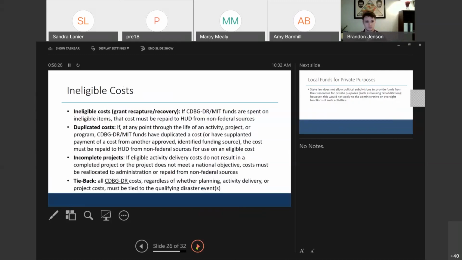Ineligible costs: if there is ineligible cost found through monitoring and oversight, those costs must be repaid from non-federal sources.